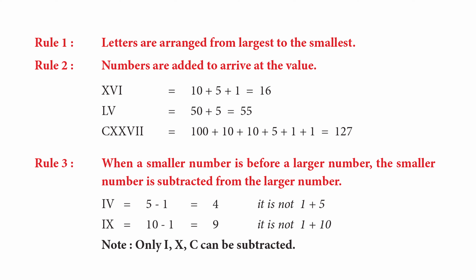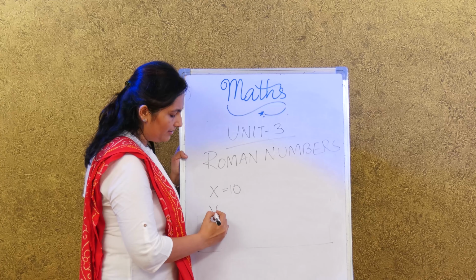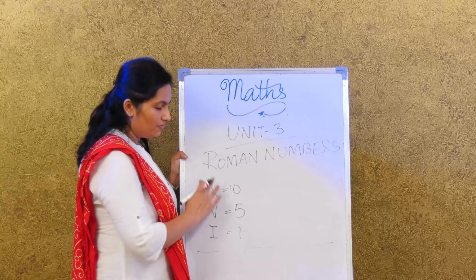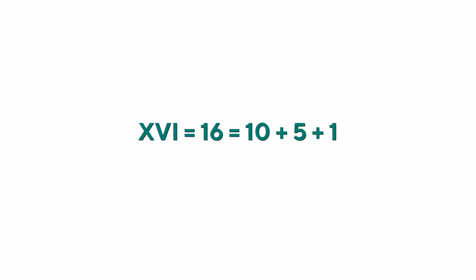Numbers are added to arrive at the value. Look at the example. We are going to write the number 16. So we are going to use the alphabet X, which has the value of 10. And then we also learned that V has the value of 5 and I has the value of 1. So we are going to use these to form our number 16. We learned that we arrange from largest to smallest. So which is the largest? X. Then the next largest is V. Then is I. That is equal to 16, that is 10 plus 5 plus 1. That is the second rule.